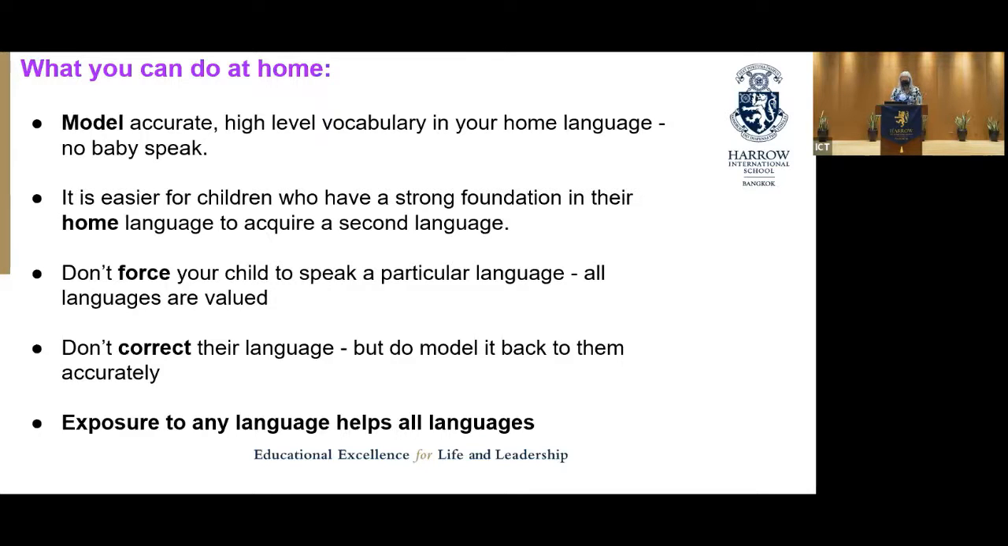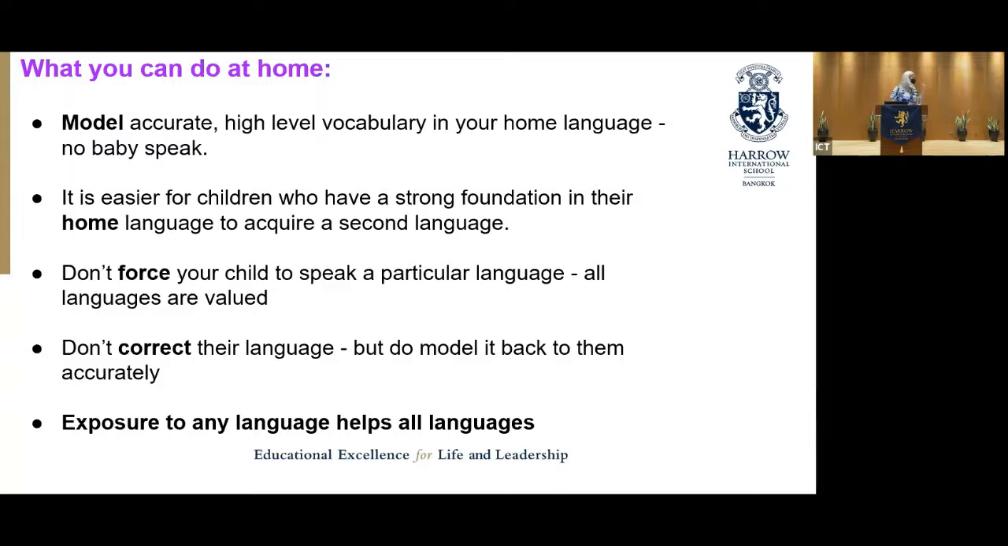And just a caveat there, that exposure to any language helps all languages. So getting those strong foundations in one language will help them in the future. There's no right or wrong in this. Nothing you will do will stop them acquiring a language, but what we do can help them to optimize that and make it as good as it can be.